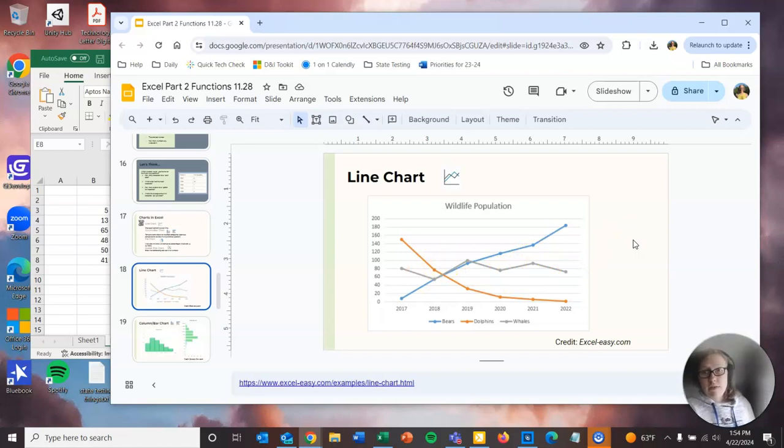So line charts are really great if you're trying to see the change in something over time. The key part is over time. You're not going to use a line chart if you're not talking about time.